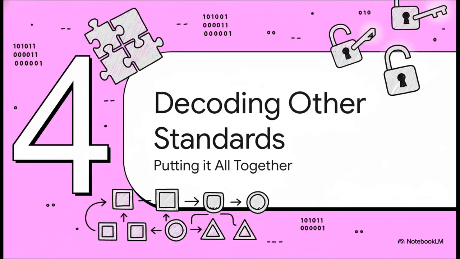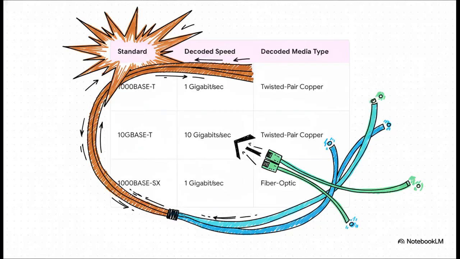So now that we have the key, let's put our newfound skills to the test, right? Let's see if we can decode a couple of other common ones just as easily. Check this out. What about 10G base T? Well, 10 is 10 gigabits per second. Base is baseband. And T is twisted pair. Boom, done. Okay, how about a trickier one, like 1000 base SX?